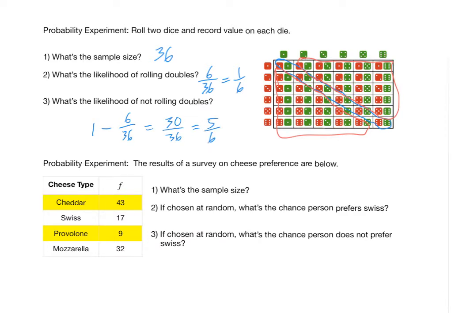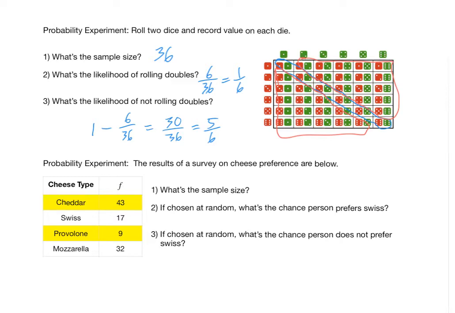Again, you could have gone through and added all these up and get 1, 2, 3, 4, 5, 6, 7, 8, so on and so forth. You would get a total of 30 of them, and then your probability would be 30 out of 36, but that's a waste of time. Using the relationship between complementary events is much quicker and more efficient. Let's now look at the second probability experiment.